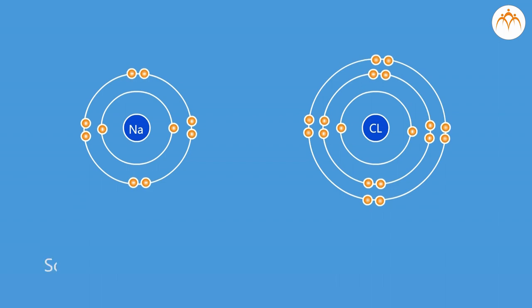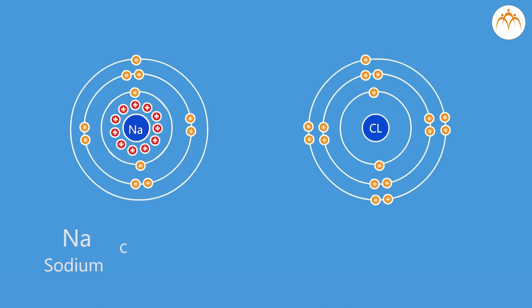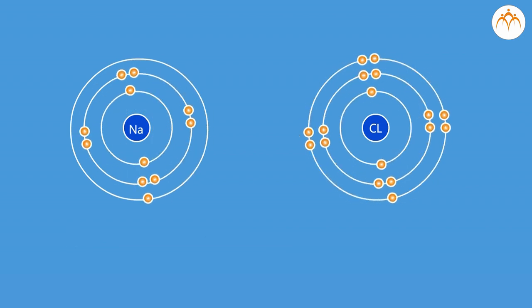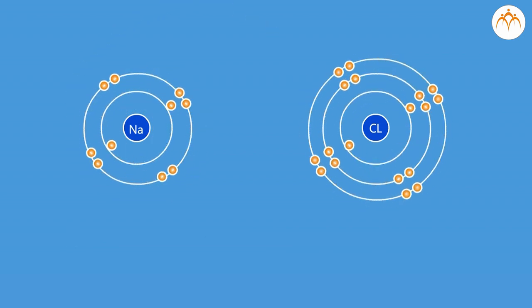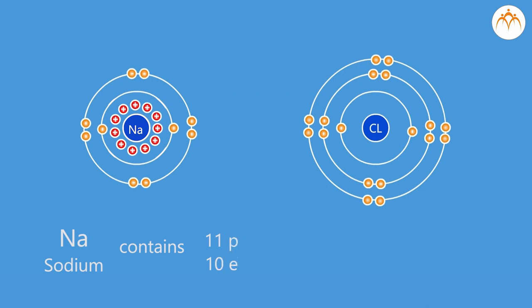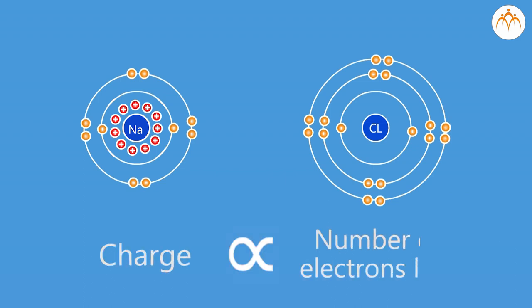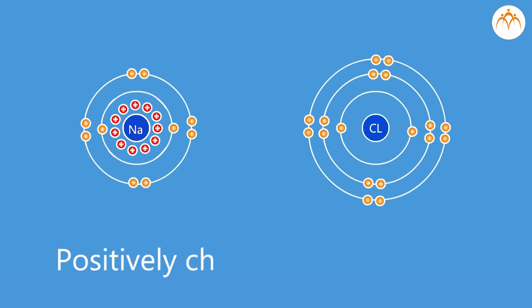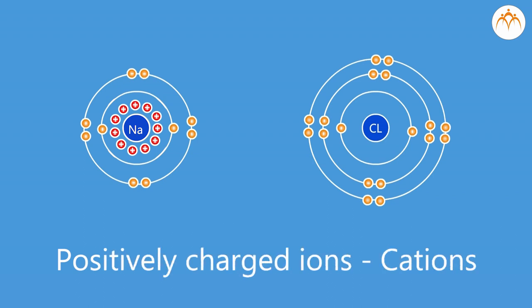But the atomic number of sodium is 11, which means its nucleus contains 11 protons which are positively charged and 11 electrons in the shells which are negatively charged before losing the one electron, and hence the atom is neutral. After losing the electron in the outer shell, the nucleus still contains 11 protons, but there are only 10 electrons left now. Hence, the sodium ion acquires a positive charge. You can see that the charge is directly proportional to the number of electrons lost. The positively charged ions thus formed are called cations.